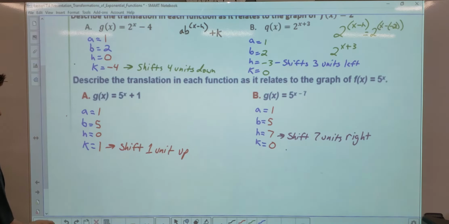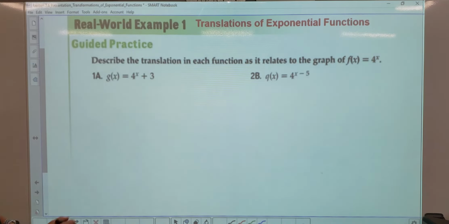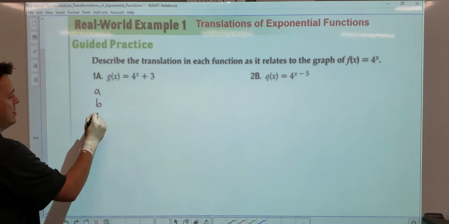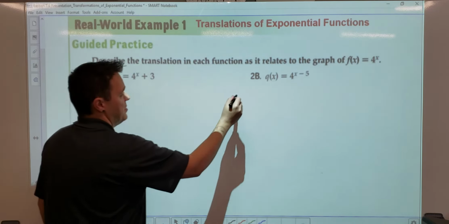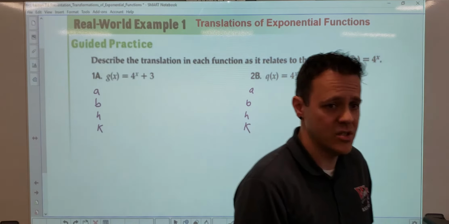Okay, now I want you guys to try the guided practice on your own, which are the next 2 examples. Give me your a, b, h, k, and tell me what the reflections are.